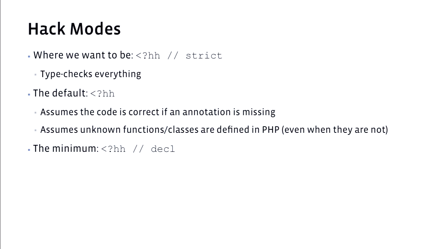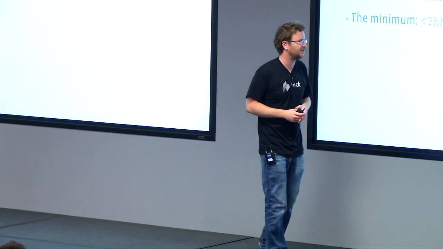So strict, I will introduce that later, is very strict. Everything has to be in Hack, everything has to be annotated, everything has to be checked. The default is what we call partial, but really you just have to say <?hh, and that means check as much as you can. And if there are things that you don't know about, well, don't complain and just assume it's correct.